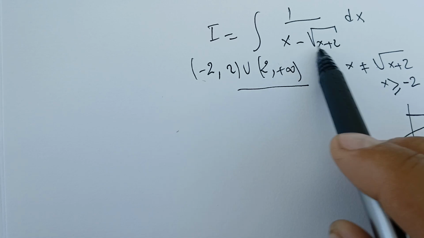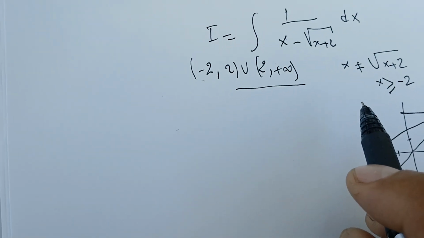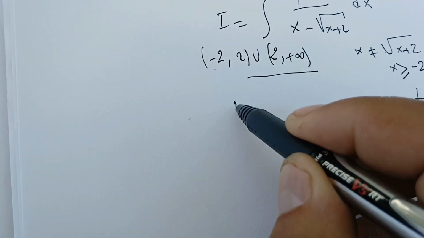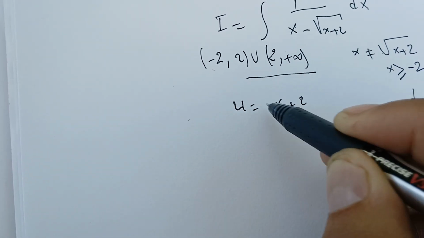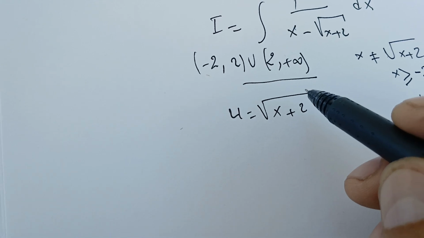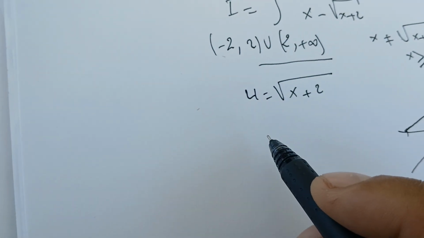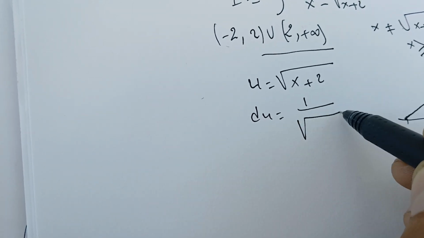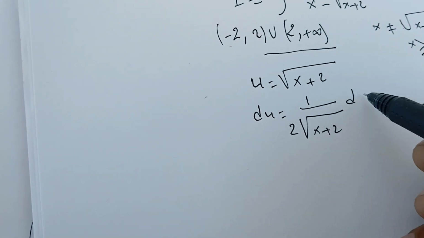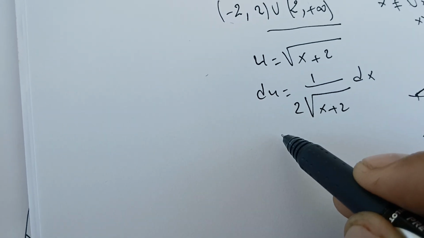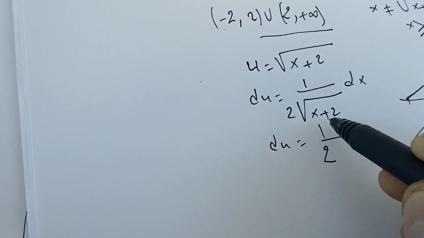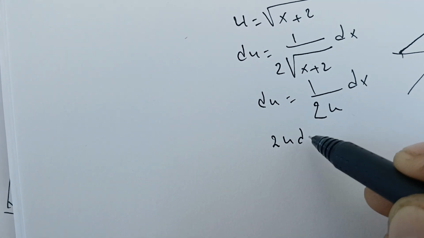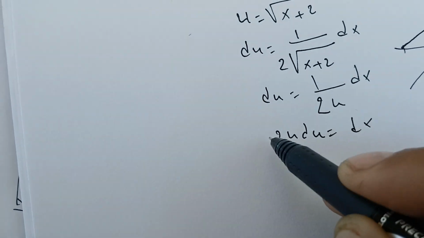Next, to get rid of this square root, the best way, and I believe one of the easiest ways, is just to define a new variable, we call it u, and make it equal to the square root of x plus 2. Once we do that, we can compute du. It's going to be equal to 1 over 2 square root of x plus 2 dx. And we know that du is 1 over, this is just u, 2u dx. And finally we get 2u du is equal to dx.